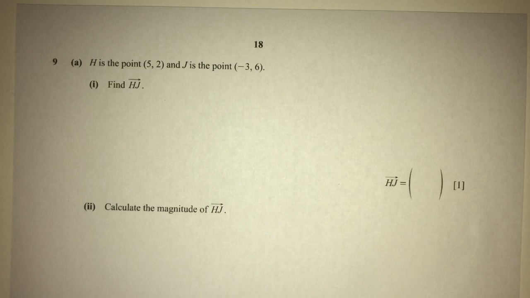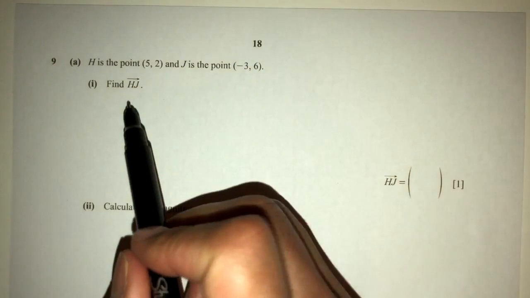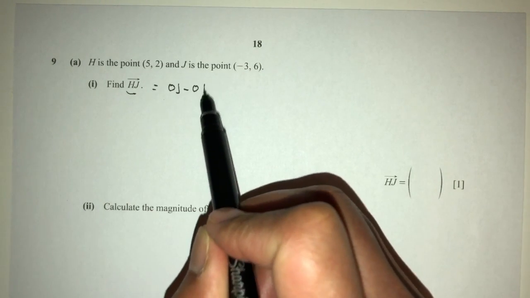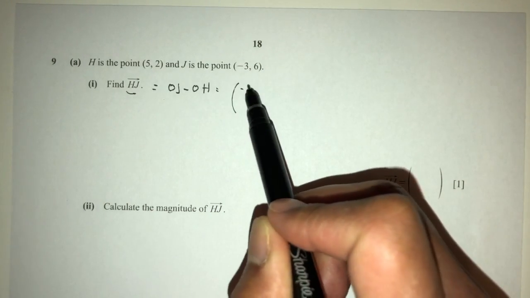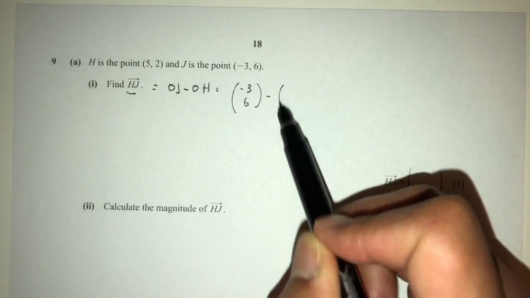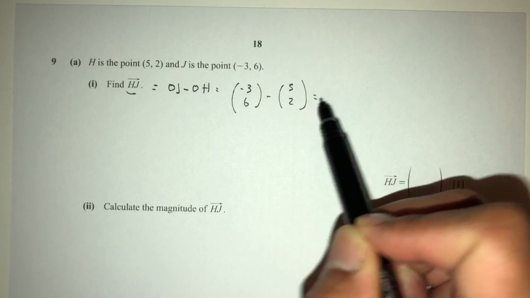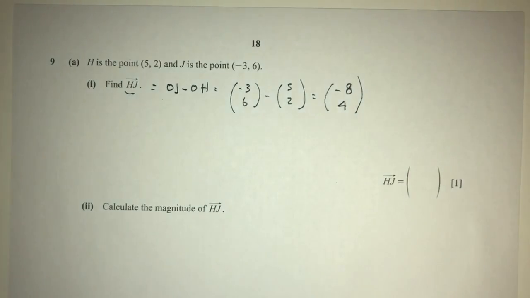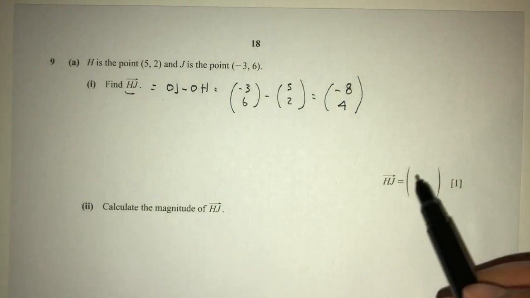Now let's move on to question number 9. So h is (5, 2), j is (-3, 6). So we have to find the direction of hj. So pretty easy, this will be oj minus oh, which is oj is (-3, 6) and oh is (5, 2). That should be (-8, 4). Okay, so that will be your answer for this one.